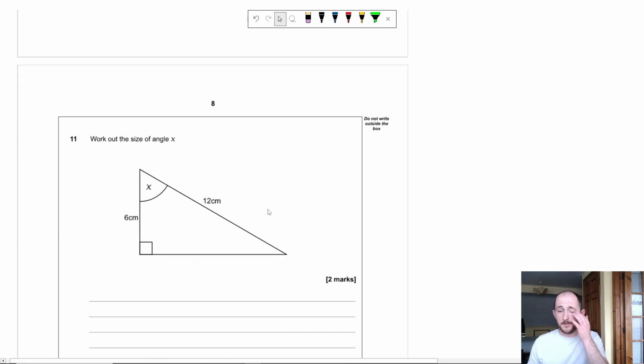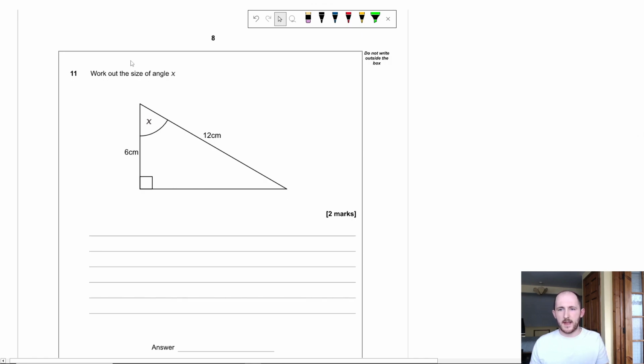Okay, moving swiftly on. Work out the size of angle X. Okay, perfect. So, some trigonometry. Once again, something that you tend to see in the calculator papers, but again, in your spec, you need to know certain values, right? So, how am I going to do this? Well, we want an angle and we have two sides. So trigonometry is what's screaming out at me. So I'm going to label up my sides.